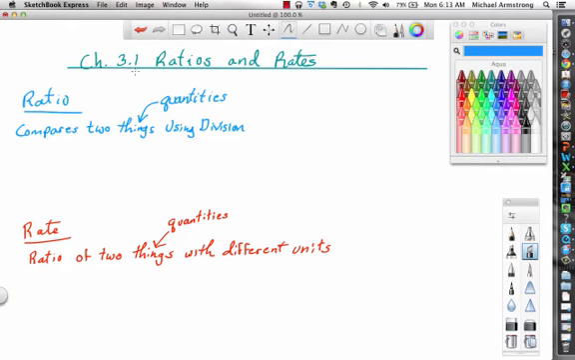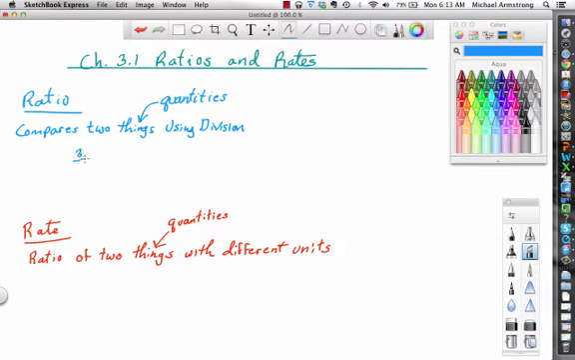Okay, chapter 3.1, ratios and rates. A ratio compares two things using division. Two things is two quantities. Quantities is like a number of things. It compares two things using division.